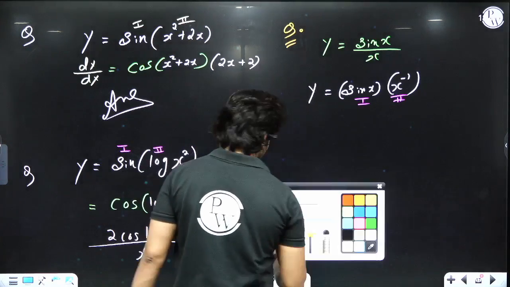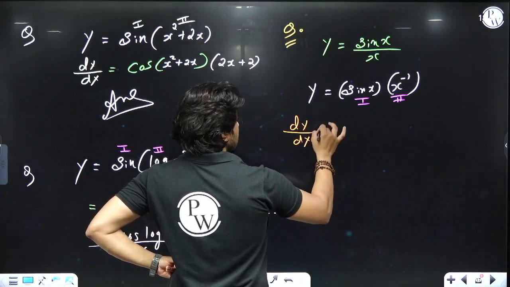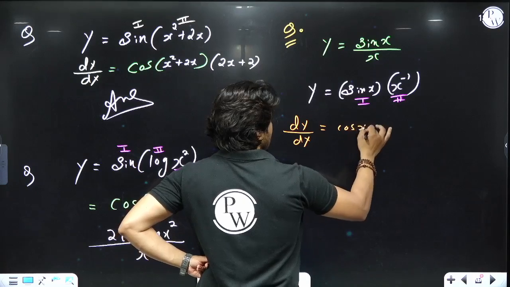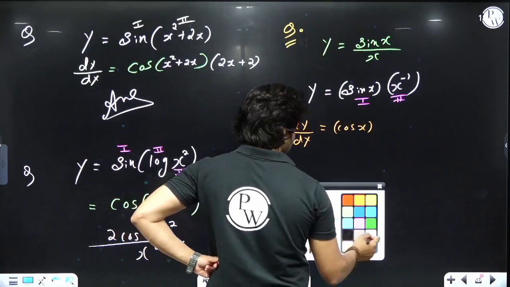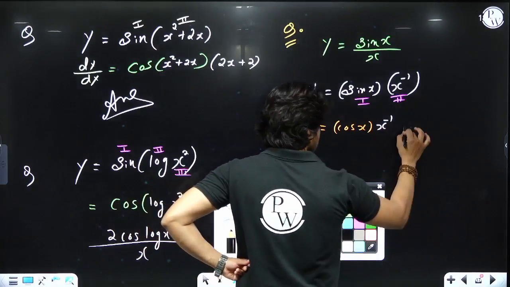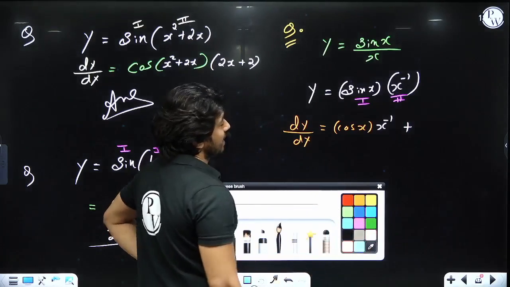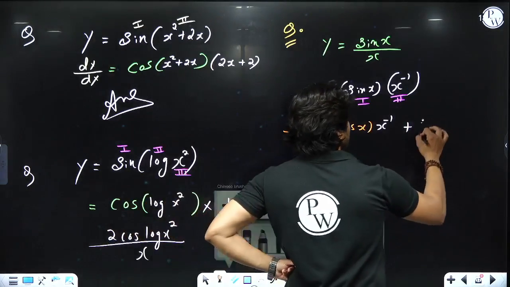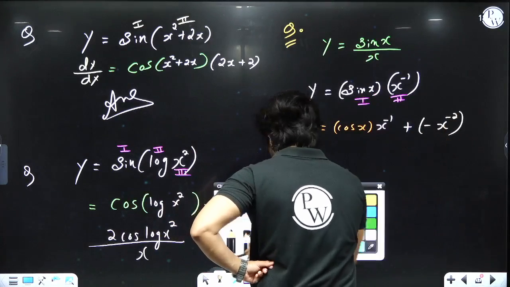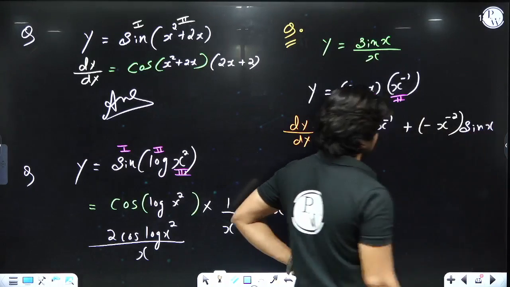How? Let's try to understand. dy by dx, according to the product rule: differentiate the first function, keep the second function as it is, plus differentiate the second function. How do we differentiate x to the power minus 1? It's going to be minus 1 x to the power minus 2. And keep the first function as it is.